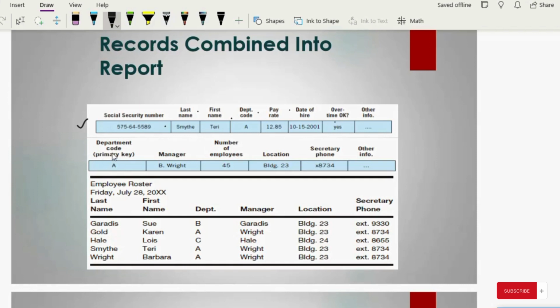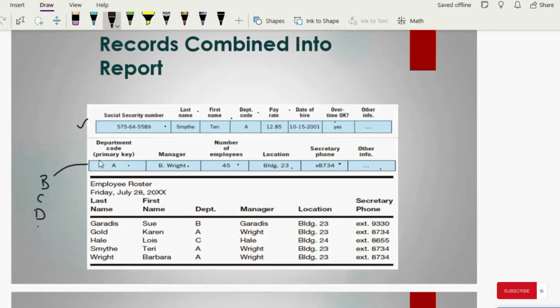The second one, another table or data file which I have, is about the department. So department A has this manager, his employee numbers are 45, the location is this building, and the secretary phone number and other information. This is about the department. This table will have details about all the departments: department B, department C, department D.